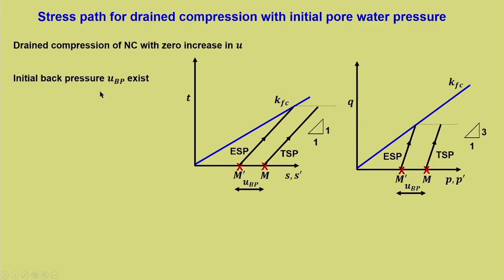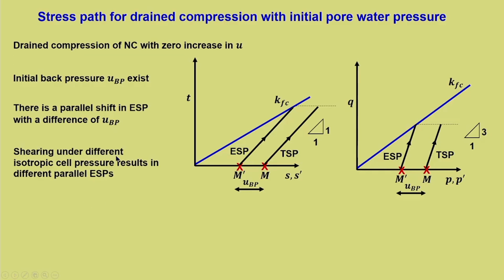In the same condition for the QPP dash plot, it is the same thing, only the slope changes, all other details remain the same. There is a parallel shift in the effective stress path with a difference of back pressure. Shearing under different isotropic cell pressures results in different parallel ESPs. Again, it is better that we understand this point right now, because what it means is that this corresponds to one particular effective cell pressure. Now, when we shear at different cell pressures in triaxial drained condition, we will have parallel ESPs.